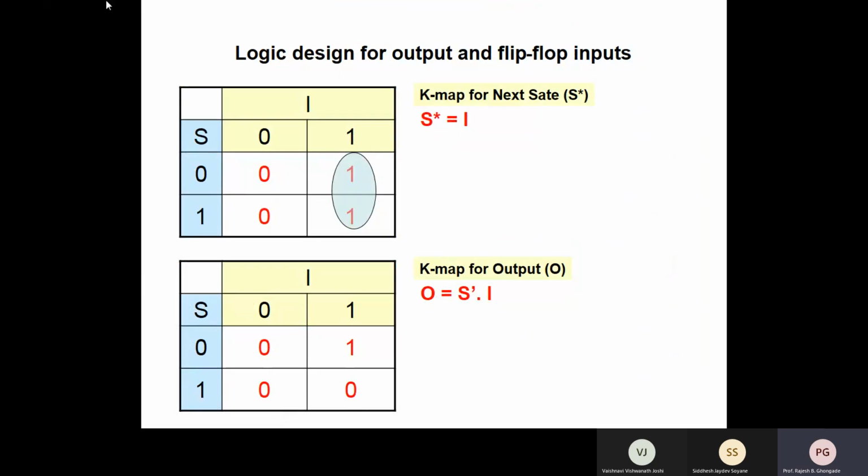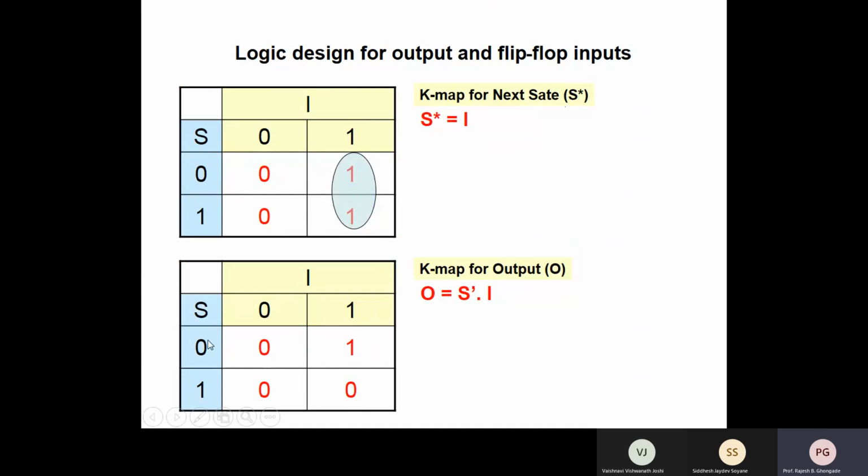Okay, so what we do is we simply use the K map. This is for the next state logic function, and this is for the output logic function. S star, you can see here simply, is equal to I itself. You can use the logic minimization techniques that you must have already learned in your lower classes. The K map. Output here in this case is what? S bar ANDed with I. This is what you get.